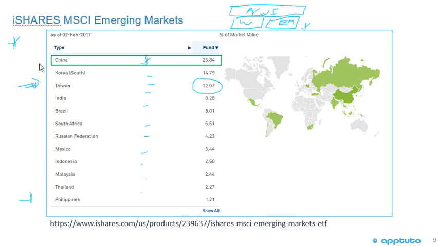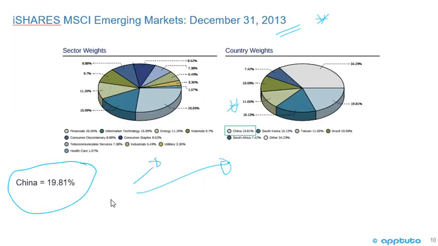Recall, just going back to the previous slide, in case you forgot, you can see China now is much more heavily weighted. And this is as at the 2nd of February 2017. You can see it's now close to 26%. So you can see that in 4 years, the weighting of China is moving from 20% to 26%.